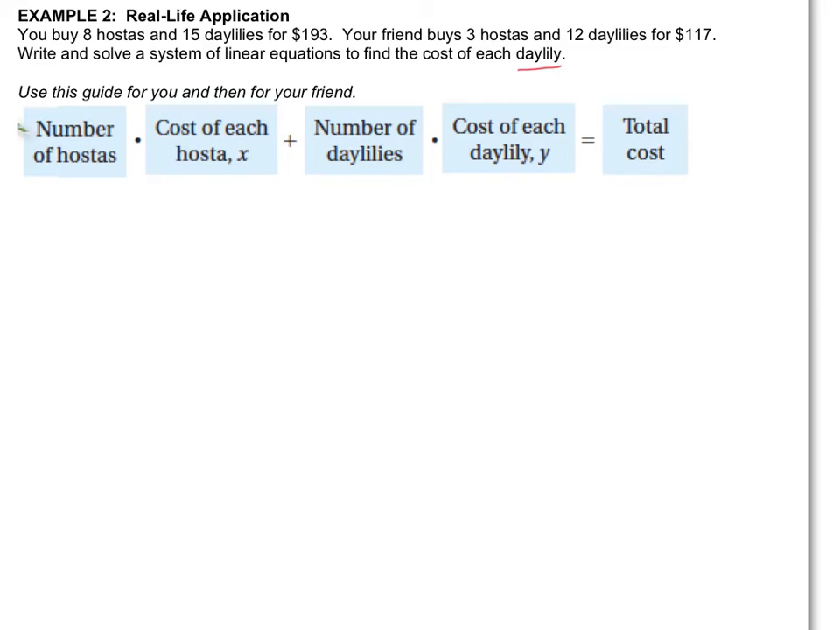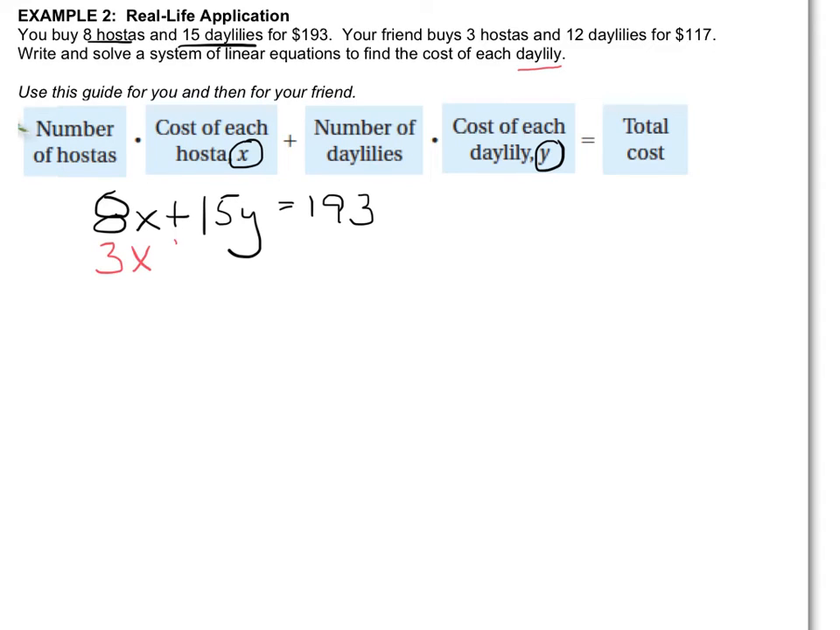So for the first equation, I'm going to set up for me. In this first sentence up top here, we talk about 8 hostas. We don't know the cost, but we are calling the cost x. 8 hostas, 15 daylilies. The daylily cost is y, and the total of my bill was 193. My friend came in and bought 3 of the hostas, 12 daylilies, and spent 117. So there's my two equations.